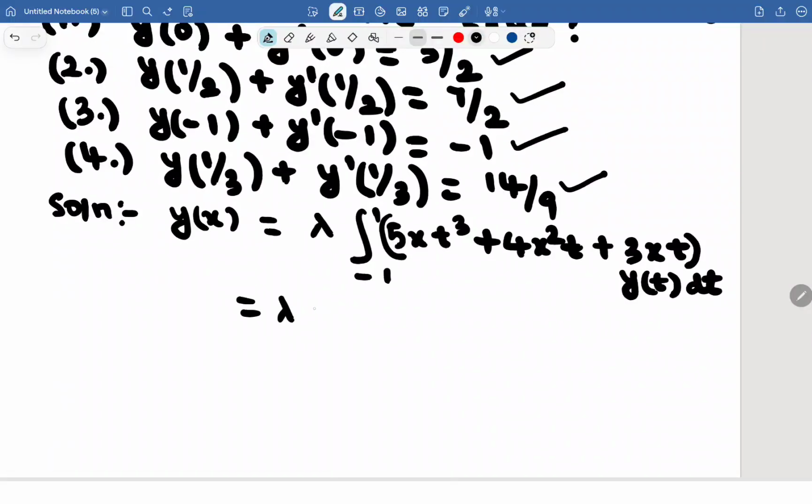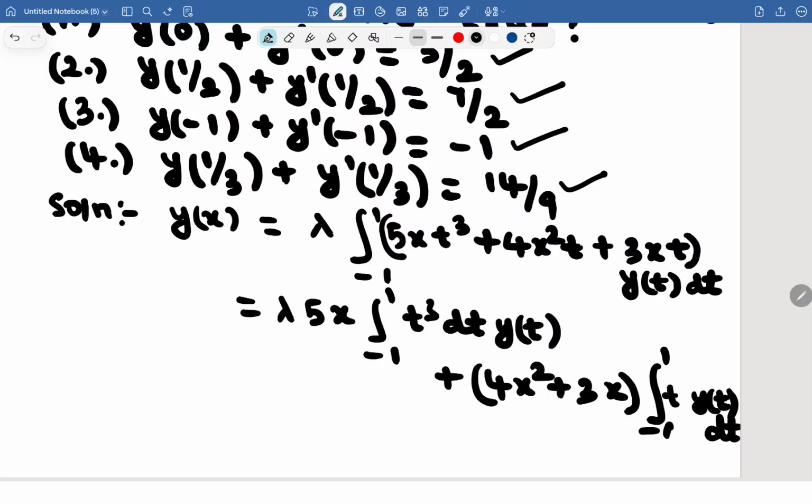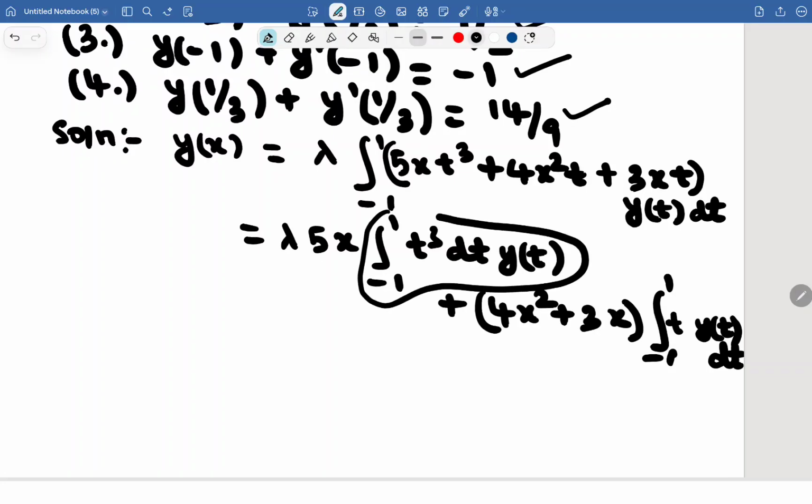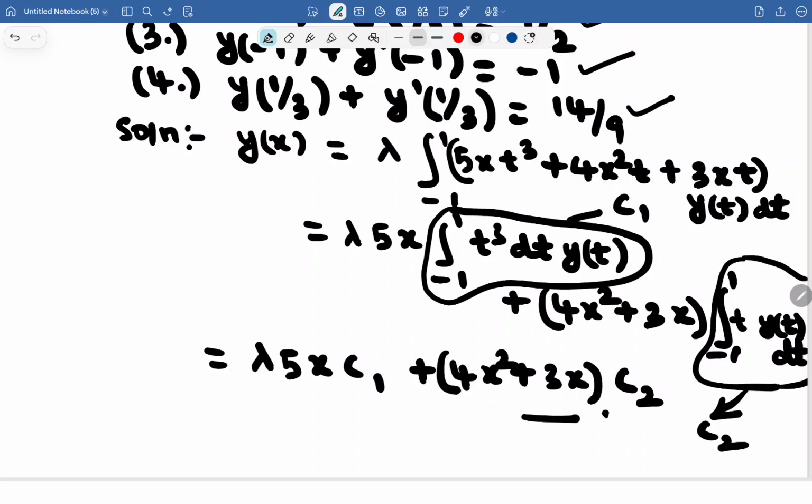We can write lambda 5x integral minus 1 to 1 t cube dt with y of t, plus 4x square plus 3x integral minus 1 to 1 t y of t dt. I am taking this one as some C1. I will take this one as C2, which is equal to lambda 5x C1 plus 4x square plus 3x into C2. This is equation 1.